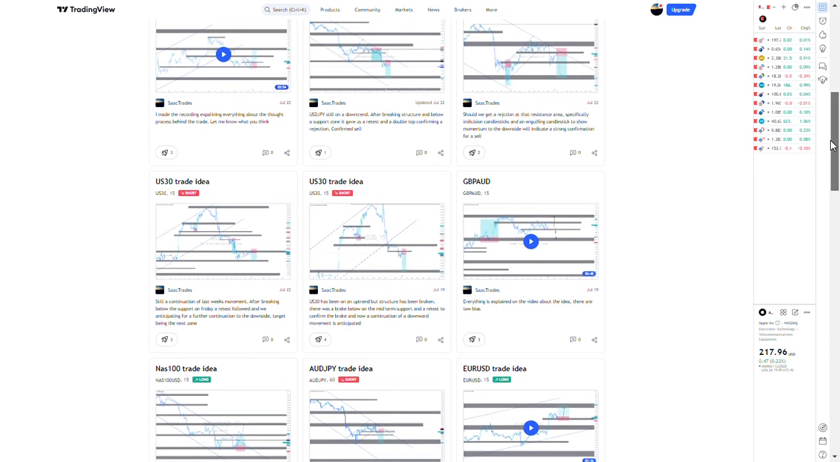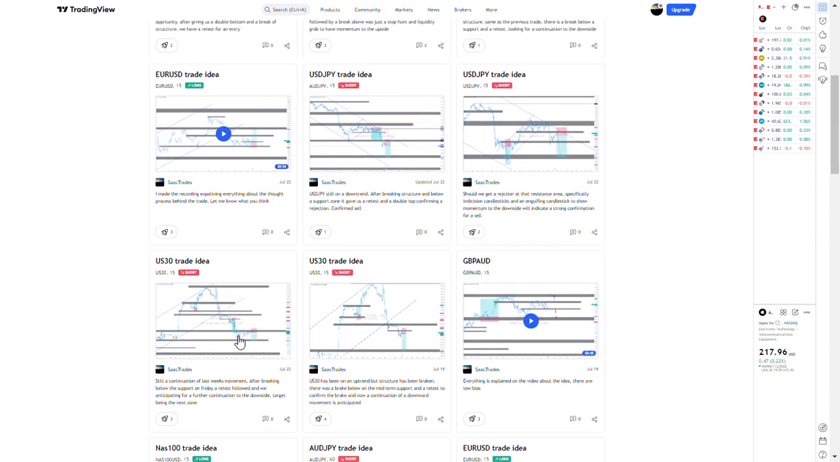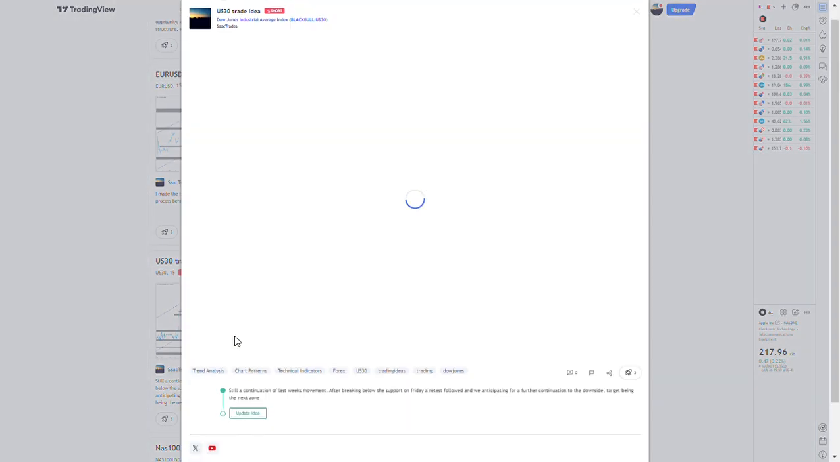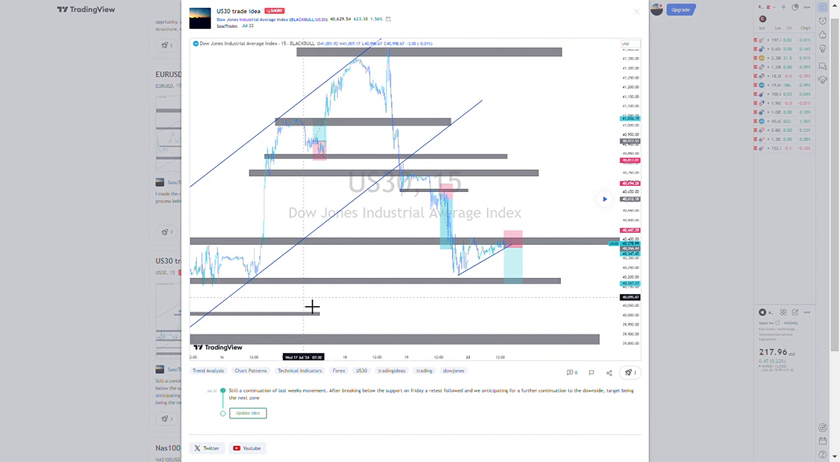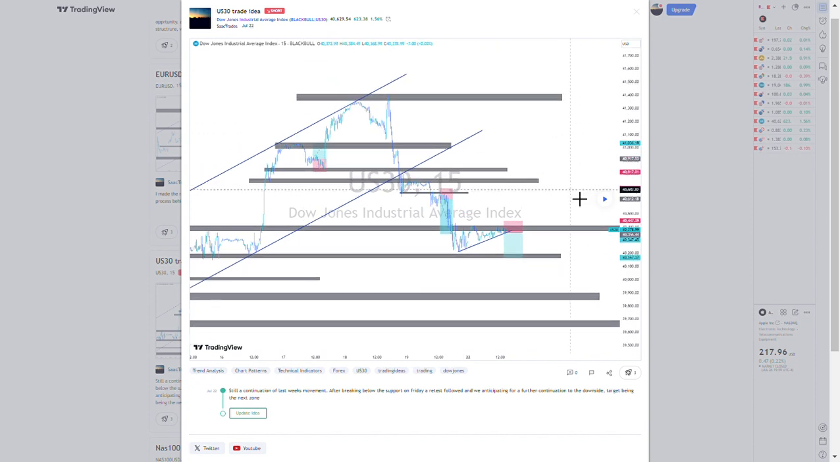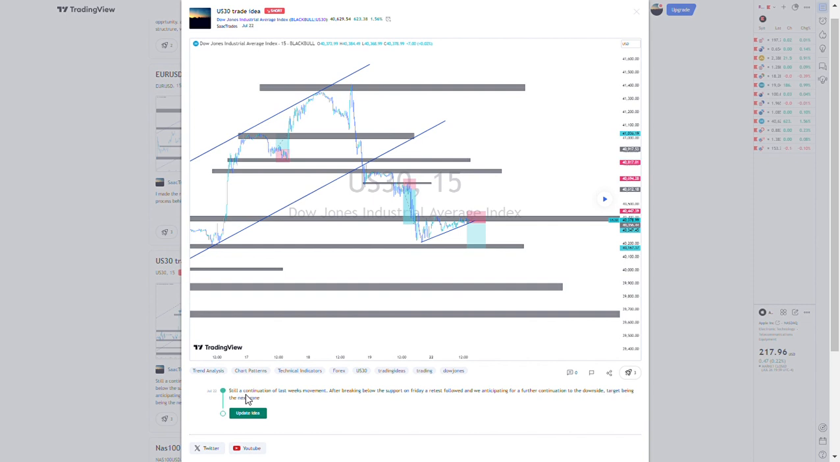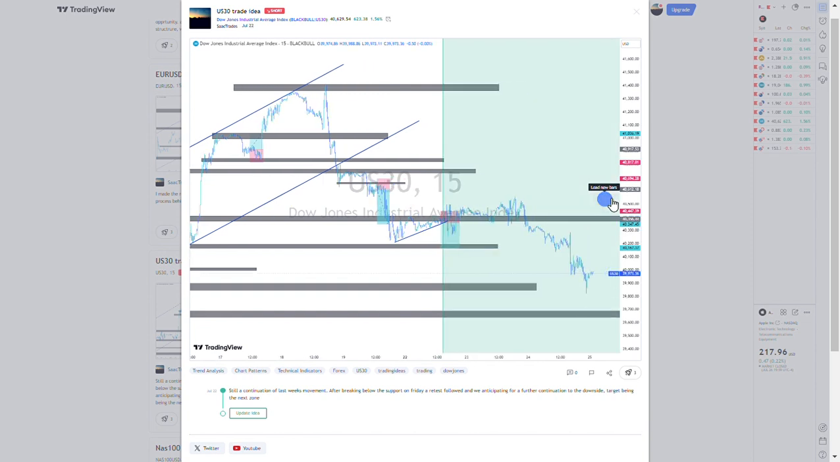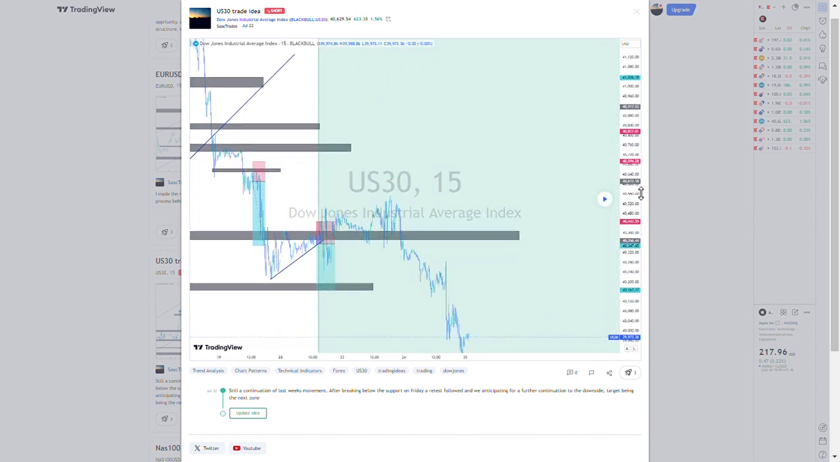So I think the first one that I sent was this one for USDT. What I said about this one is that it's still a continuation of last week's movement after breaking below the support on Friday, and a retest followed, and we are anticipating a further continuation to the downside. Target being the next zone, as you guys can see there. But this one didn't go quite well because I think it hit stop loss. So yeah, it just hit stop loss before actually going down that side.